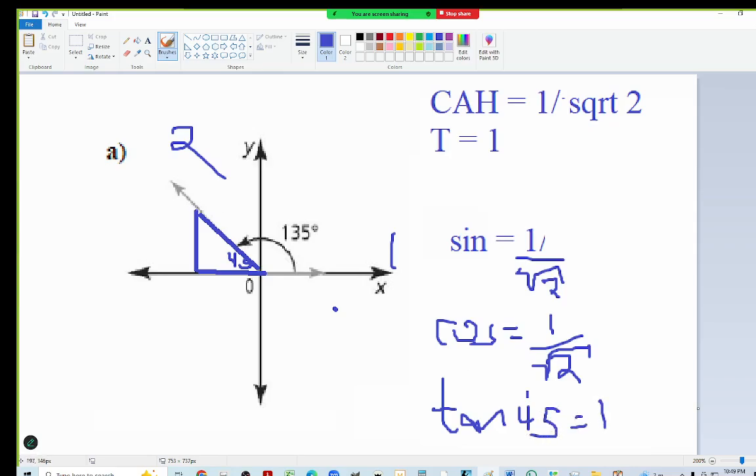Now we got to go back and look at what we discovered with CAST. Only sine can be positive. So over here, I'm going to just make sure I note that it's positive. Everything else is negative. So I just slam a negative, and I'm done.